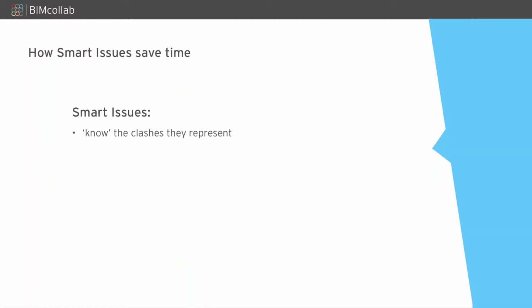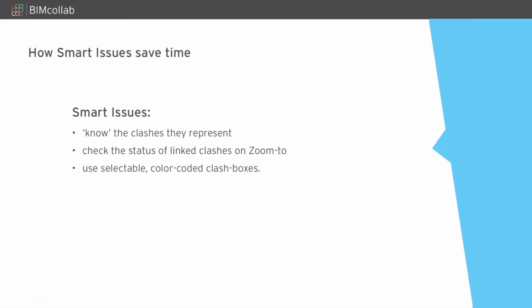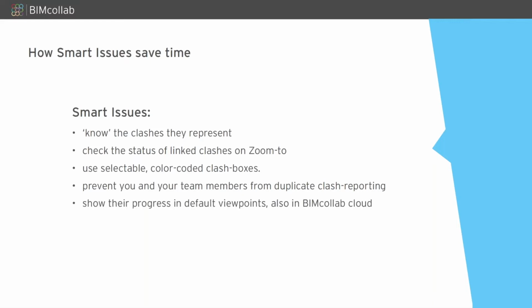Smart issues know which clashes they represent. They can also check the status automatically when you zoom to them, so they can identify if issues are actually resolved. We also added selectable color-coded clash boxes to indicate the statuses of these reported clashes. And it also helps you to prevent duplicate clash reporting, allowing for more collaborative workflows.